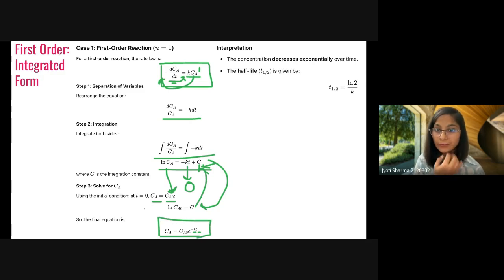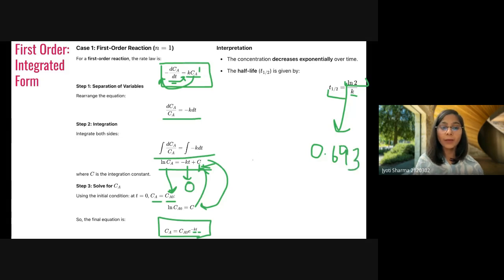And if you want to calculate the half-life, then half-life will be nothing but the natural log of 2 upon K. And we do know the value of this natural log of 2. Can you tell me the value of the natural log of 2? This is 0.693, right? Okay, so this is our final equation. Then let me go further to explain to you.